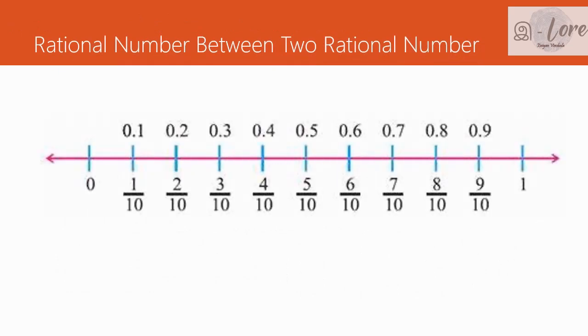Okay. Now we are going to the next step: rational numbers between two rational numbers, because between every two rational numbers there are infinite rational numbers. Between 0 and 1 we have 0.1, 0.2, and between 0.1 and 0.2 we have 0.01, 0.001, 0.0001, which are 1 by 10, 1 by 100, 1 by 1000. It will go on infinitely between two rational numbers.